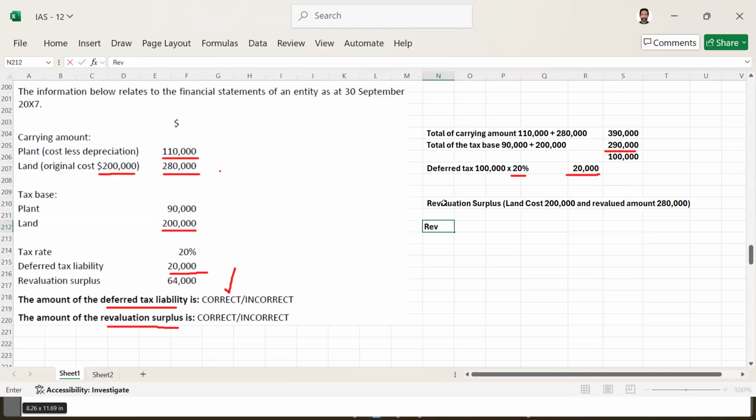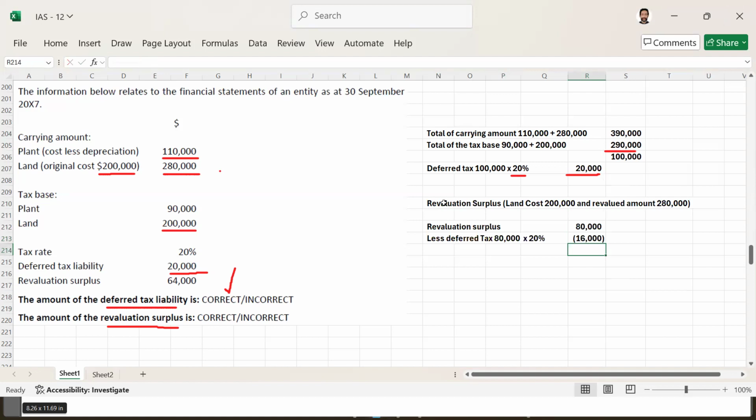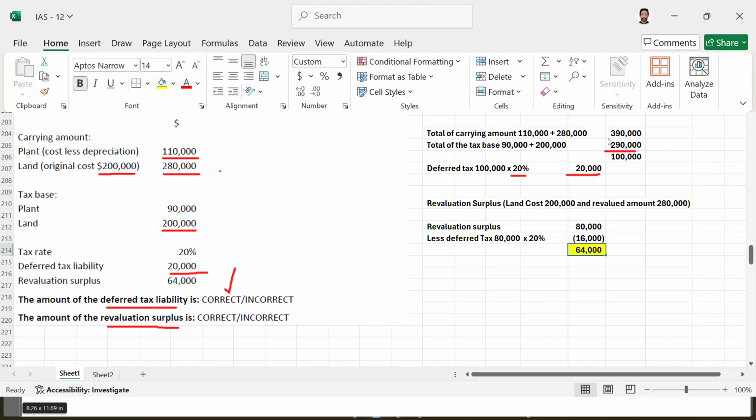Okay, so the value of the revaluation surplus is 80,000. So we take away the deferred tax here, which is 80,000 into 20%. That is 16,000. So we take away the 16,000 and we're left with the updated balance of the revaluation surplus as 64,000. Okay.